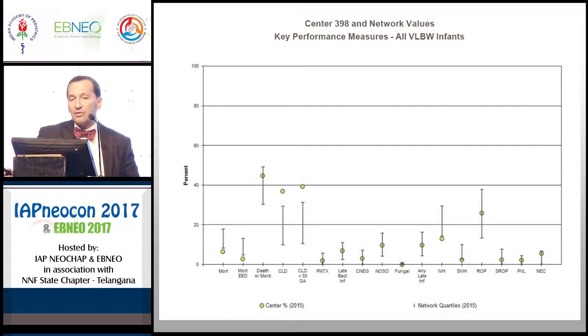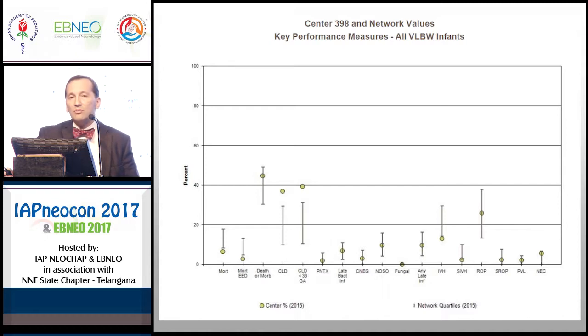Here's what Vermont Oxford presents. We've seen this type of slide already this morning. These are the key performance measures for very low birth weight infants, and you see in this particular unit, which is mine, we have very, very low rates of some things, and our chronic lung disease rate at the time that this was done was quite high.